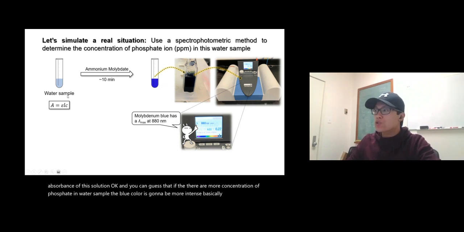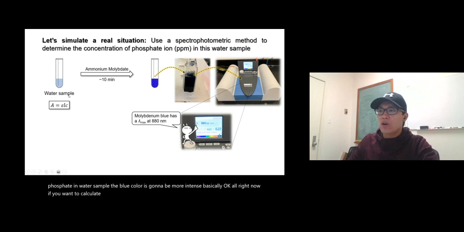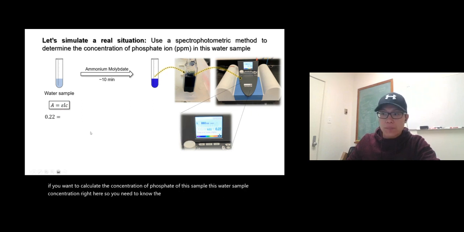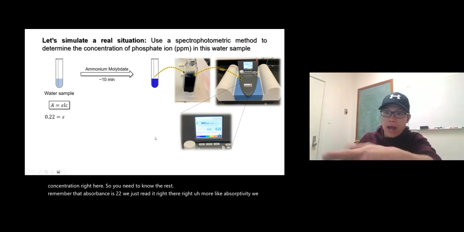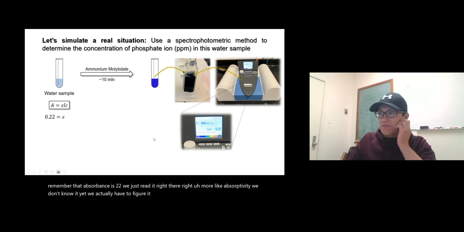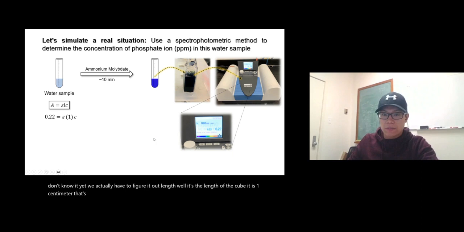Now, if you want to calculate the concentration of phosphate of this water sample, you need to know the rest. Remember that the absorbance is 0.22; we just read it right there. The molar absorptivity, we don't know yet. We have to figure it out. The length of the cuvette is 1 centimeter. That's it. And concentration.